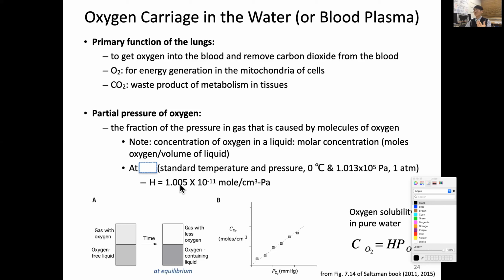To make things easier, we can express the concentration of oxygen in a liquid at standard temperature and pressure, which is defined as 0 degrees C and 1 atmosphere, which is of course 1.013 times 10 to the 5 Pascal, or 1 atm. The proportionality constant can be determined this way. It turns out that this H is the number of moles per unit volume of the liquid divided by Pascal in this unit. So that defines oxygen solubility in pure water, and we will use this for the next slide.